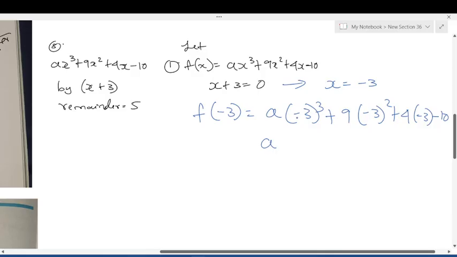How much is minus 3 cube, students? Minus 27a, next plus 81, right? Next, minus 12 minus 10. So minus 27a I'll keep as it is.